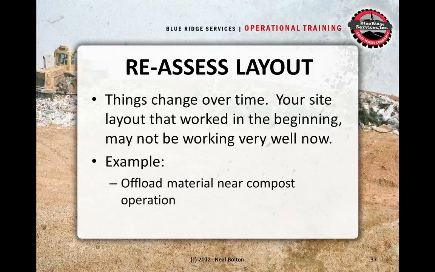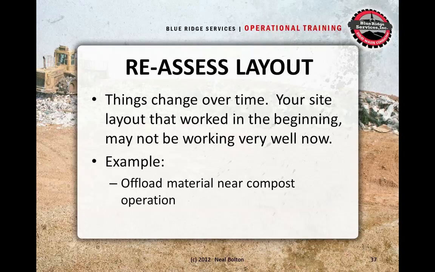Reassess the layout. We recently worked on a project where the green waste facility had grown considerably from when it started, and they had an area where they dumped the raw material. Customers came in and dumped green waste, and they had a place where they processed that. And adjacent to that, directly adjacent, they built compost windrows, and they processed it there. They composted it, and that worked.